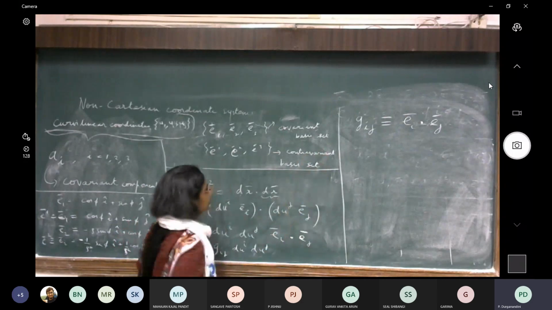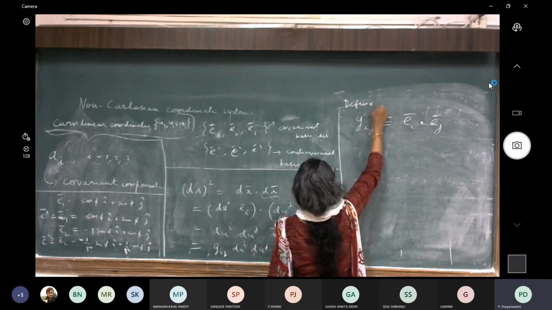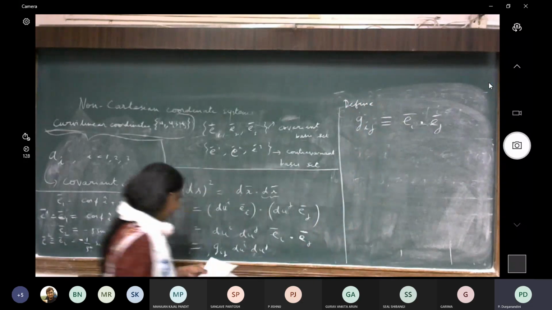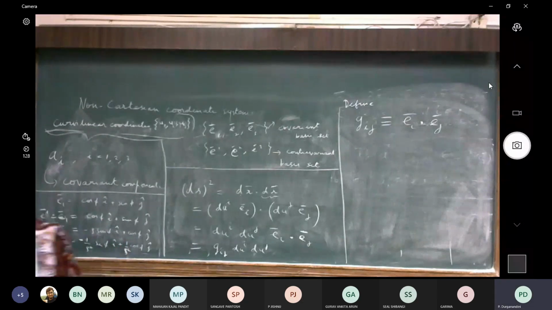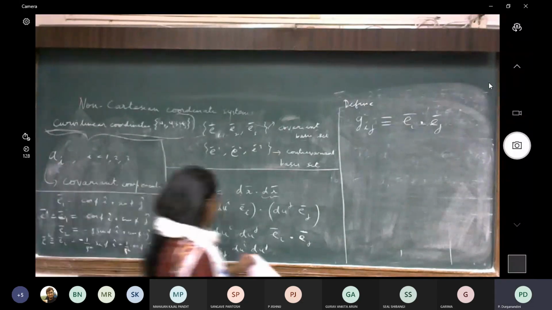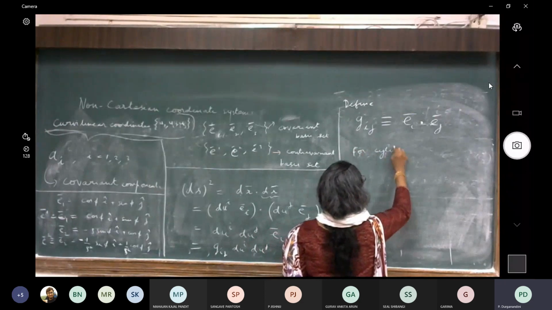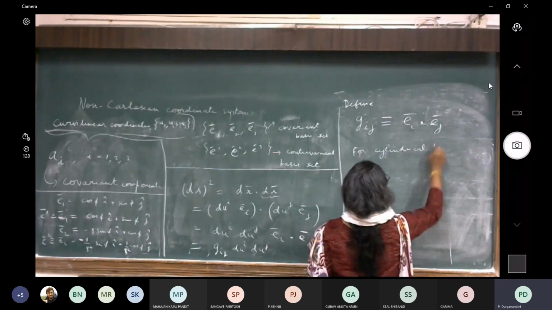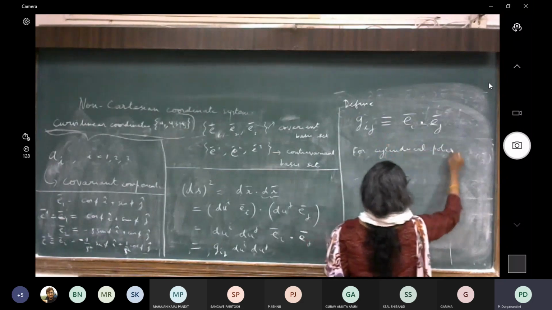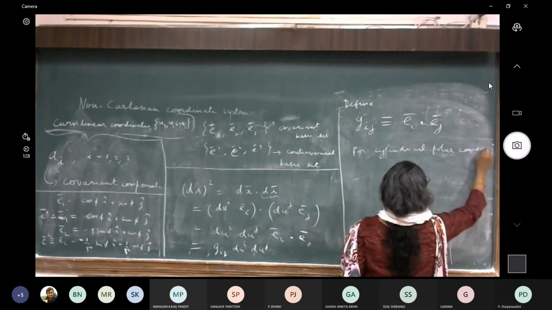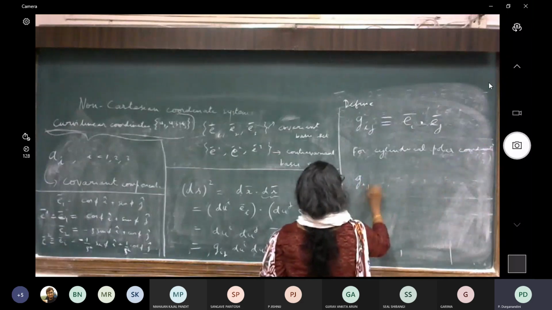So defining this set of 9 numbers, I can write my ds square to be like this. Okay. And what you can see is that for your cylindrical polar coordinates, for example, let me arrange those. Obviously, this is 9 numbers, and you can see it's like a matrix form. g_ij will be of this type.